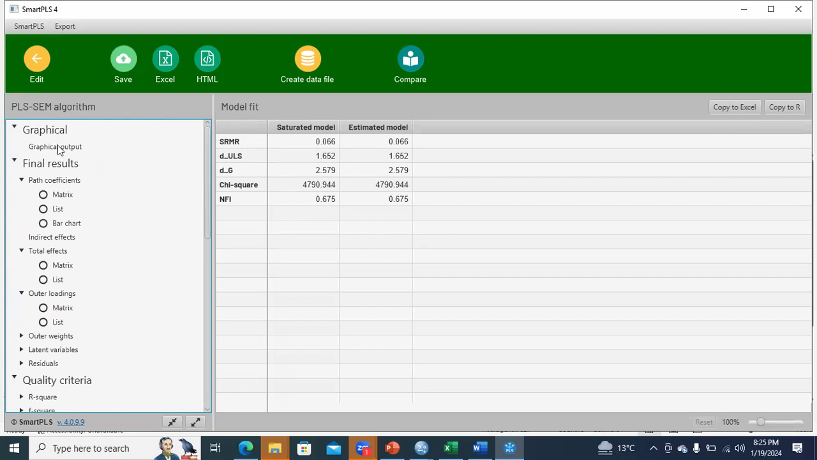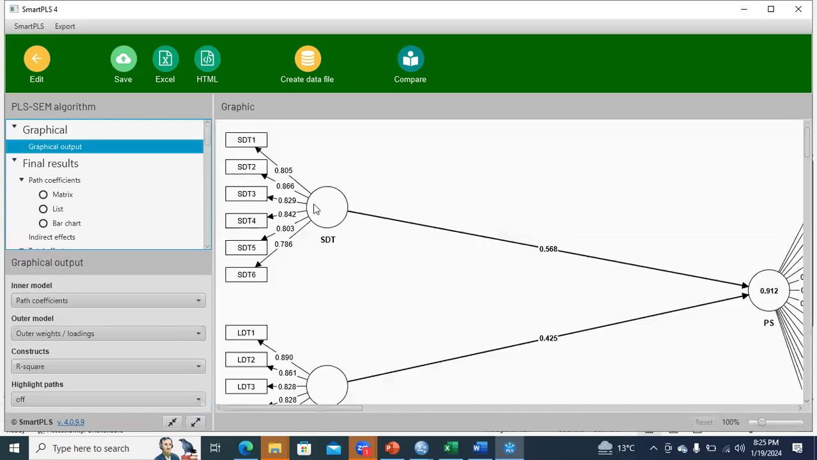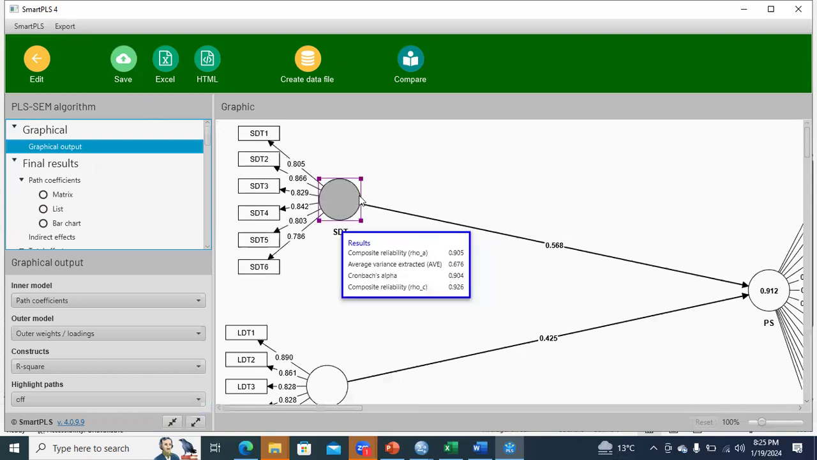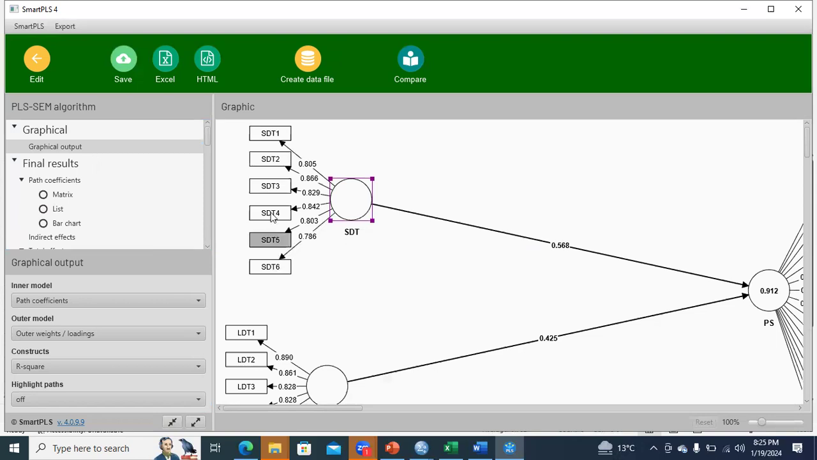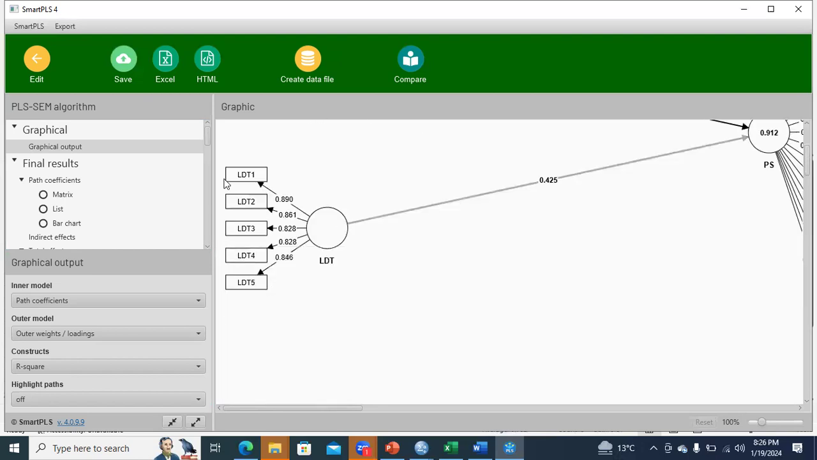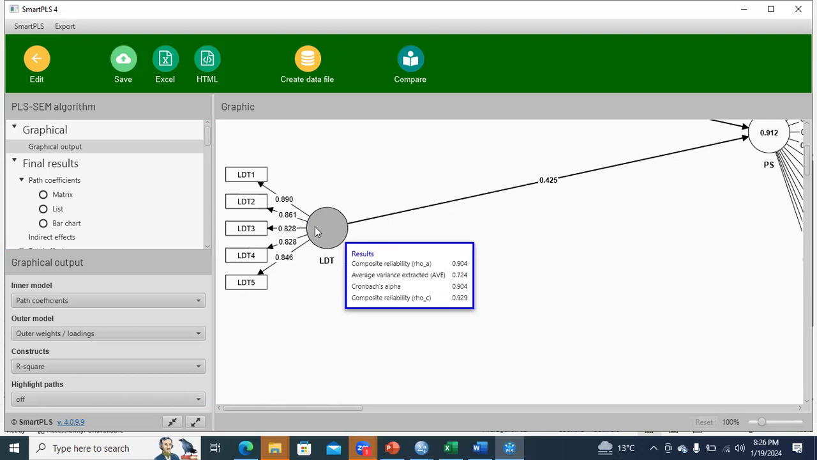One thing I would like to let you know is that when you see a circle like this, this circle is known as a construct in the language of Smart PLS, and all these SDT1, SDT2, which are considered as statements in terms of the questionnaire, are considered as factors. So these are the factors which are measuring the construct SDT. In the similar way, these are the factors which are measuring the LDT.